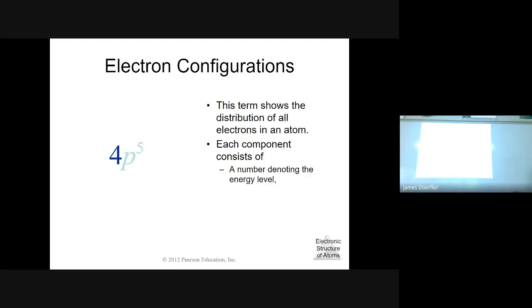There are really three components to electron configurations. The first one is a number denoting the energy level. Again, that's your n, your principal quantum number. For the majority of the time, n is really just the row on the periodic table. The second component is the type of orbital.